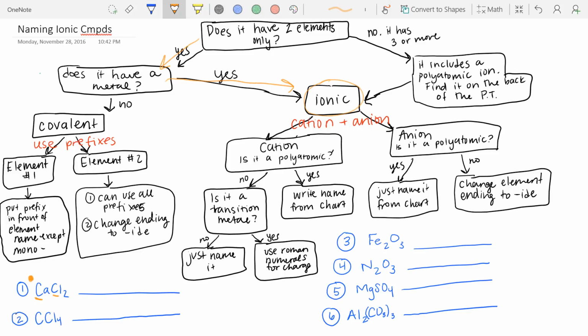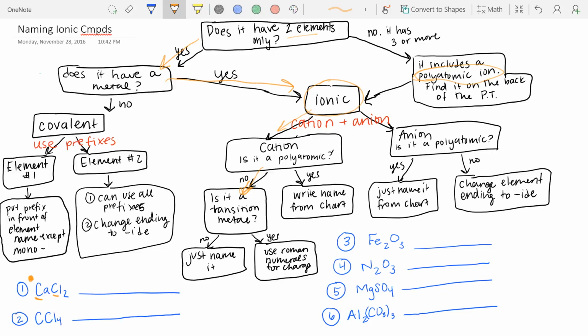When we look at an ionic compound, we need to write it in the cation and then the anion form. So let's look at our cation first. We'll eventually go down both of these arrows here, but cation first. We need to decide, is it a polyatomic? And the answer is no. If it was a polyatomic, we would have noticed it up here, but it only has 2 elements. So we have to go no. If you know that it only had 2 elements, then you couldn't possibly have a polyatomic.